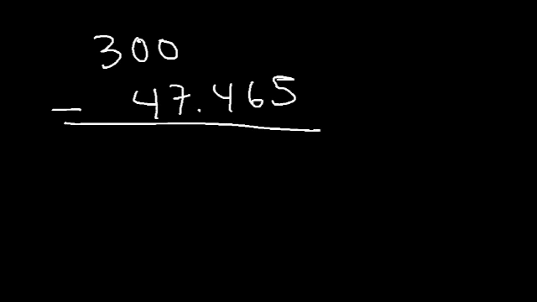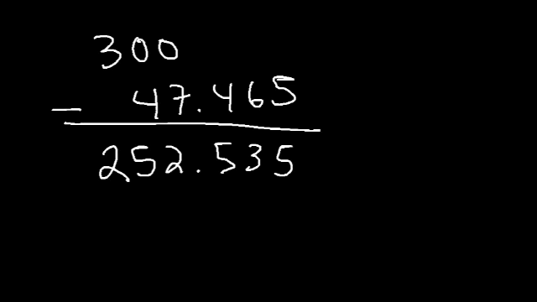So what is 300 minus 47.465? So let's use the calculator. If you subtract these two numbers, you should get 252.535. Now, notice that the zeros are non-significant, so we're not certain about those digits. This is the most accurate number for 300. That's a significant number, so we're going to draw a line right here.